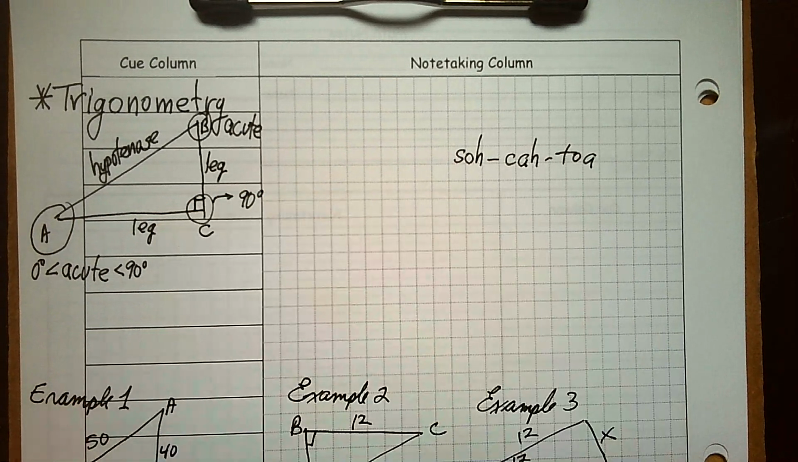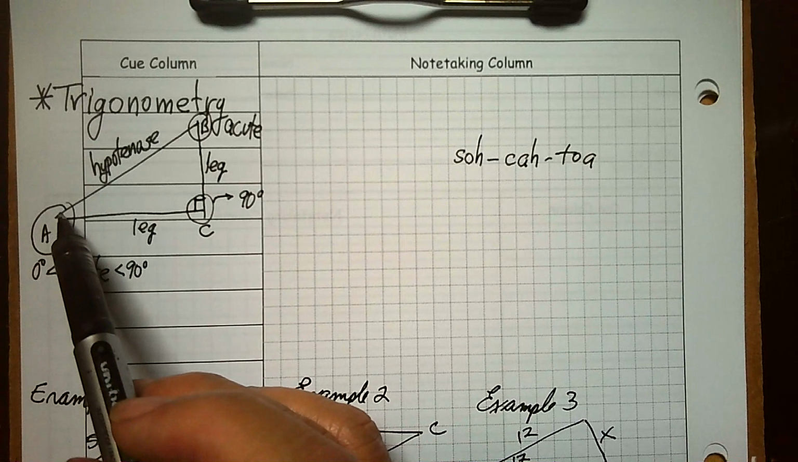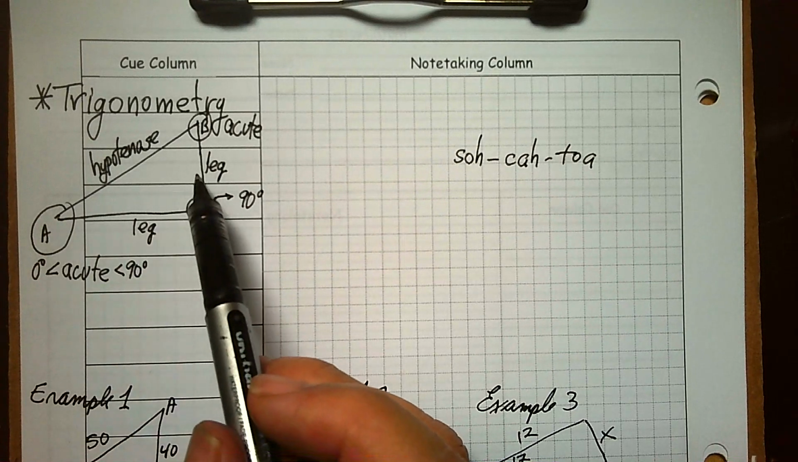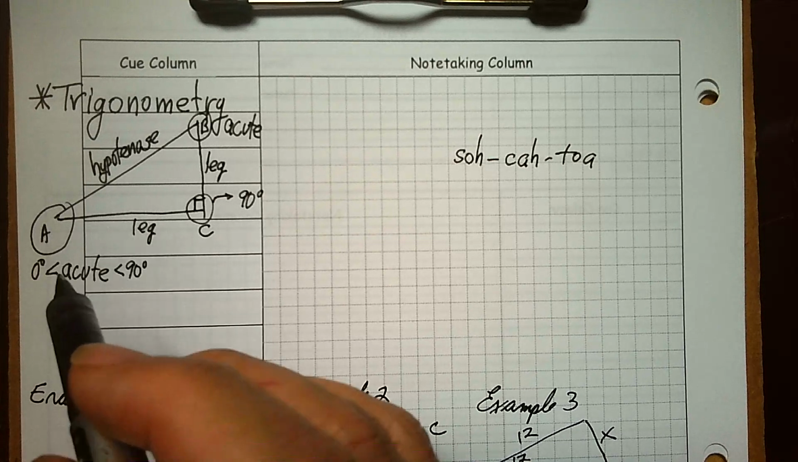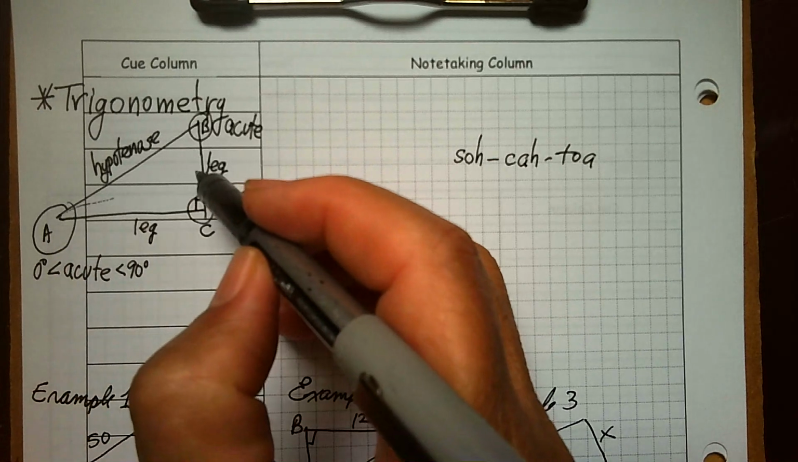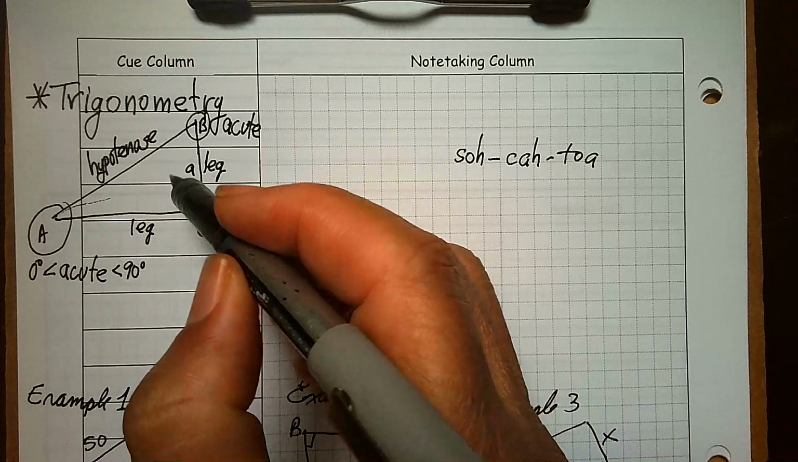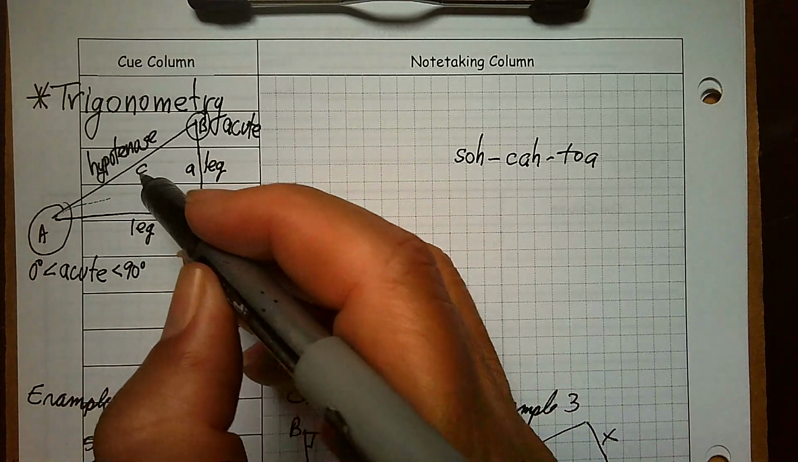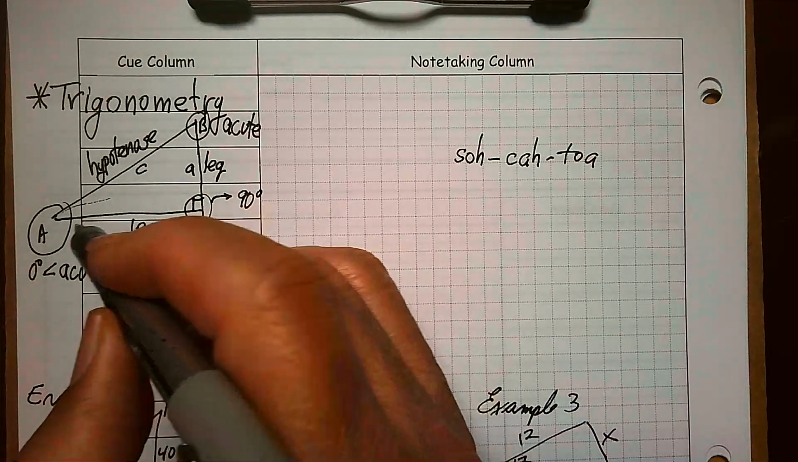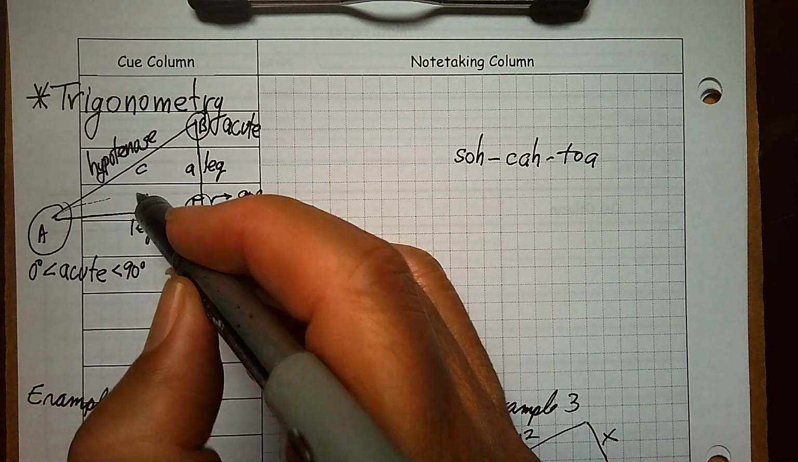Now, another thing you should know is that the side that is opposite to an angle will have the same name, but instead of a capital letter, it will be a lowercase letter. So this side is the opposite side, so this will be lowercase a. Now, this side is opposite to the right angle, so this will be lowercase c. And this side is opposite to angle B, so this will be lowercase b.